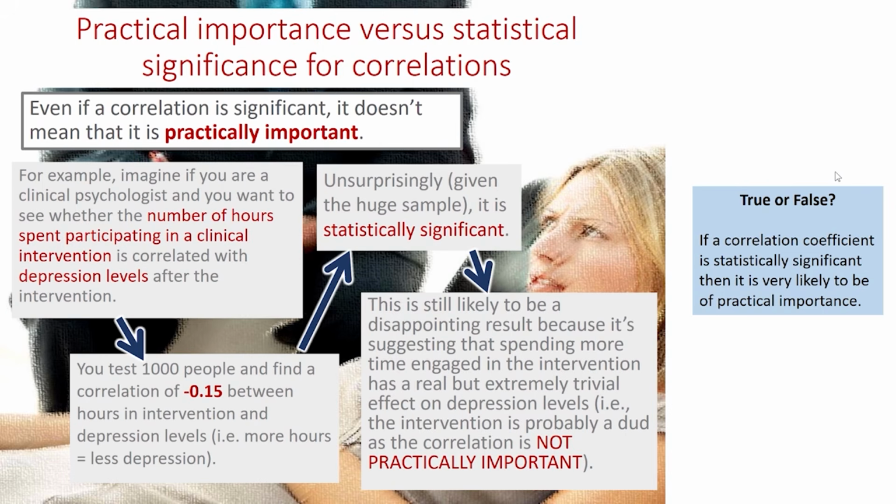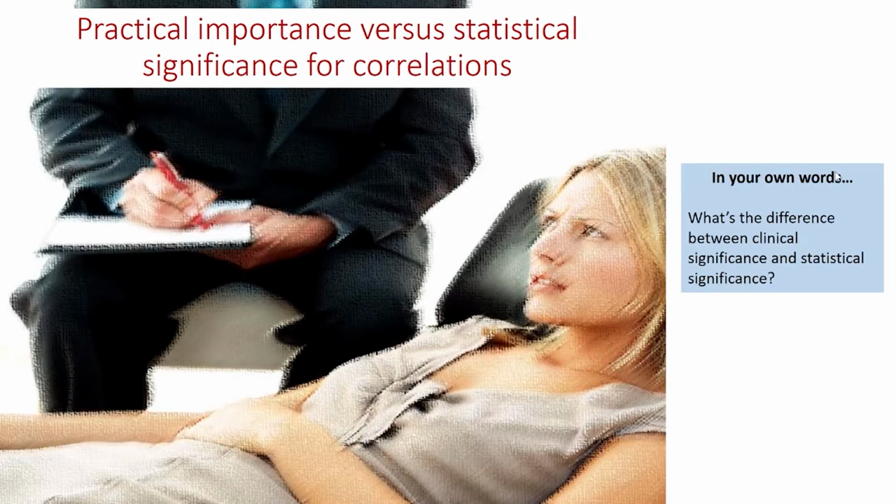True or false? If a correlation coefficient is statistically significant, then it is very likely to be of practical importance. So that's false. So it could well be that we get something that's statistically significant, but that doesn't necessarily mean that it's something that we would then want to use in the real world if we're talking about a validity of some test or some intervention.